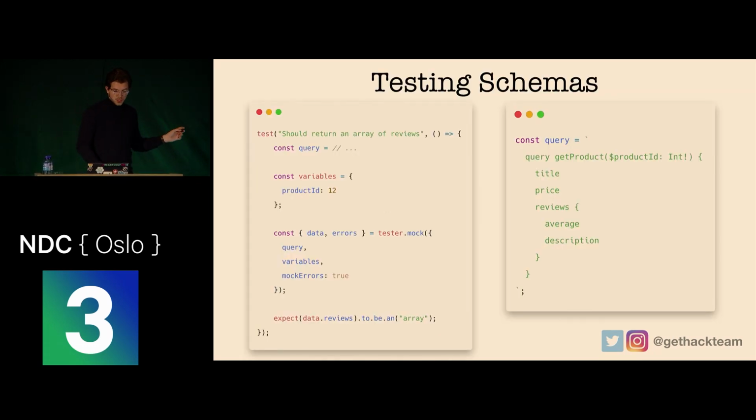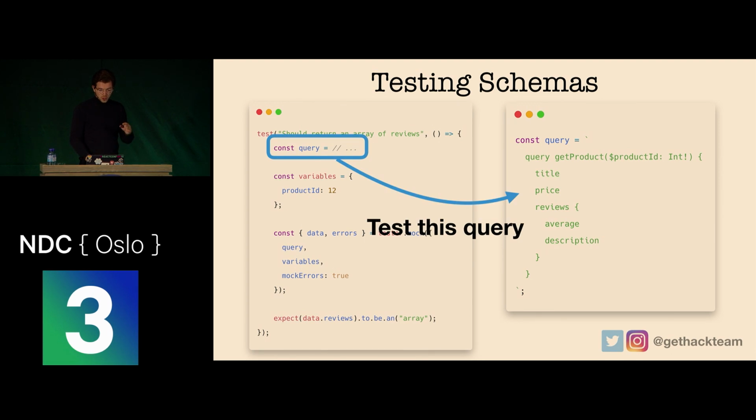And then a mock would look like this. So you've got your query on the right side, you implement some variables, and you mock it later on. So first is the query we want to test. We want to get our product, and we've got one variable, which is the product ID, and we want to return some fields and also some subfields.